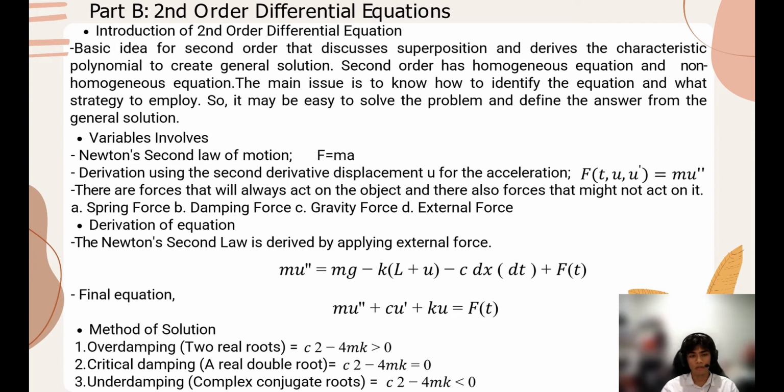In these types of damping, we might get different types of damping depending on the roots we get. If we get two real roots, it means that it is overdamping. If we get a real double root, the damping is known as critical damping. And if we get complex conjugate roots, the type of damping is underdamping.